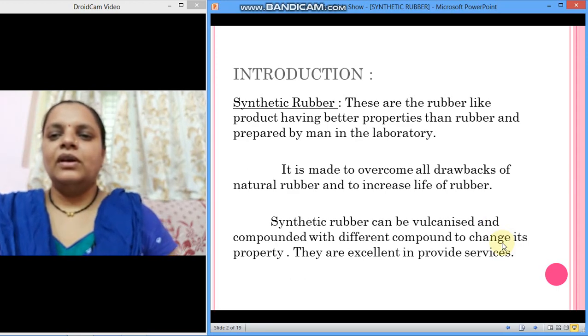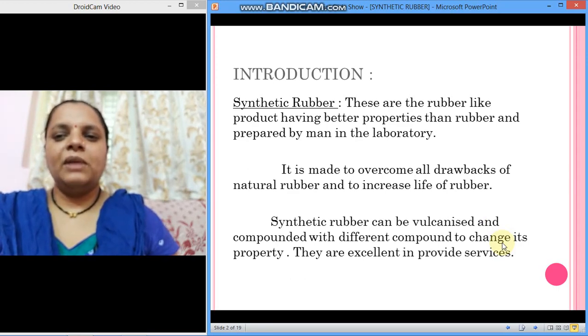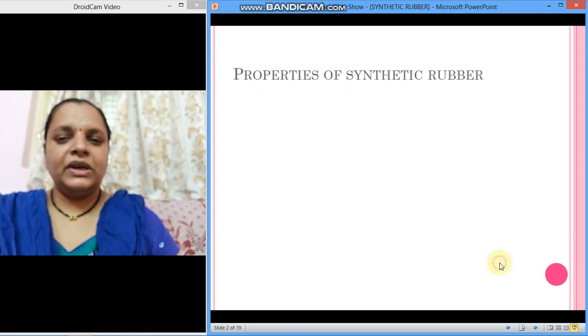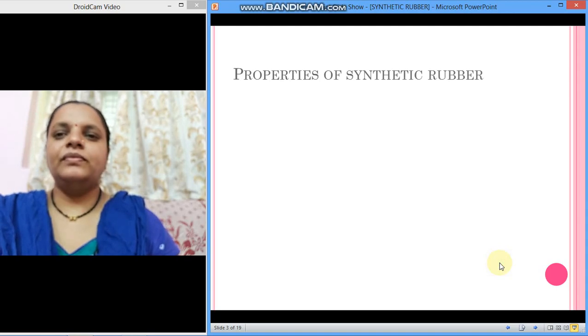Now this kind of rubber can be vulcanized and it can be compounded to change its color, shape and size, so it can provide excellent services. This is the main purpose of making synthetic rubber. Now we have to discuss the properties of rubber.